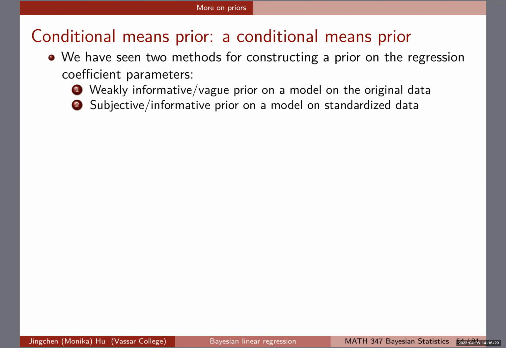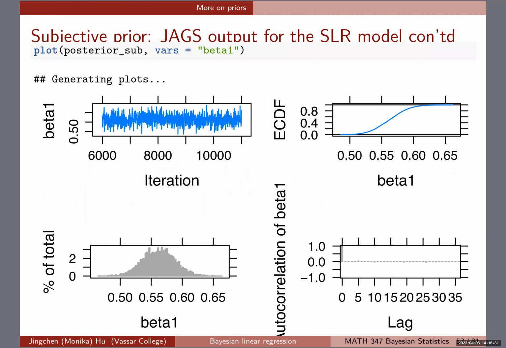And so that will be the subjective prior: if you have a very strong belief, in particular about the correlation between the 2 variables, then I would suggest you standardize the data and then give beta 1 your prior belief about the correlation, and then you can incorporate your prior belief in your model estimation. Okay, so that's one type.